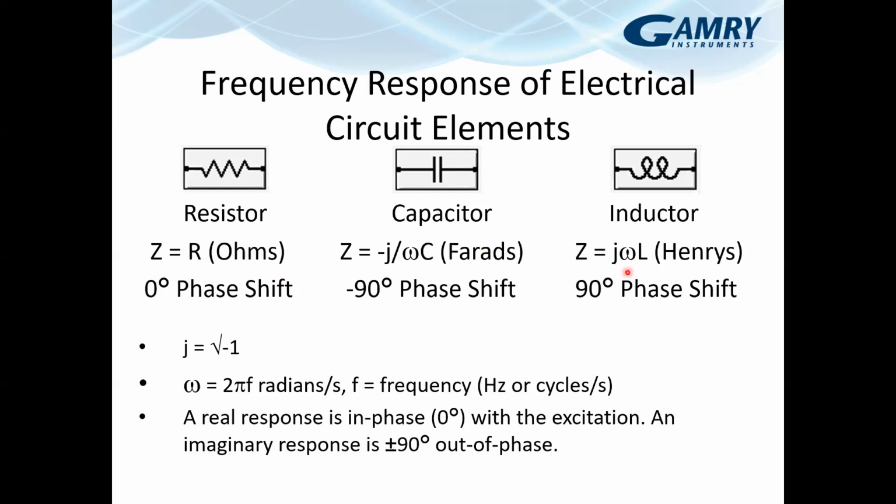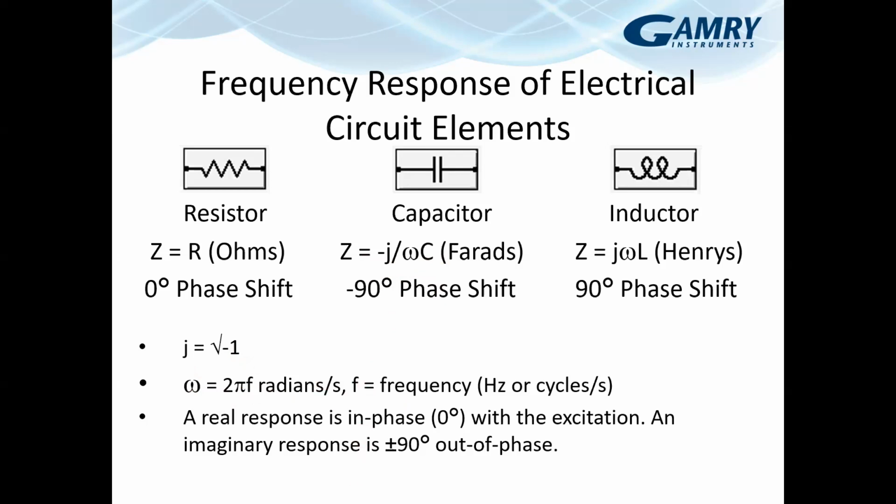Capacitors and inductors both have 90-degree phase shift. Capacitor is -90 and an inductor is +90 degrees. And their impedance is frequency dependent. So the impedance of a capacitor is -j over omega C. Omega is the frequency represented in radians. C is the capacitance. The j is the square root of -1.